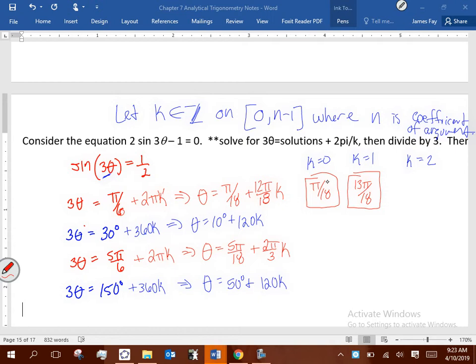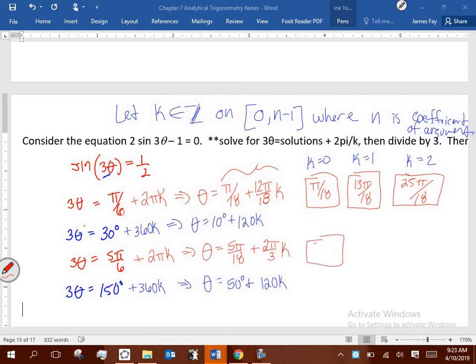Now I've got a common difference. This is actually an arithmetic sequence, the common difference being 12 pi over 18. So I'm not going to substitute 2 in here and evaluate. I'm just going to add 12 pi to this previous numerator, and I get 25 pi over 18. Is that all right? The same thing down here then.